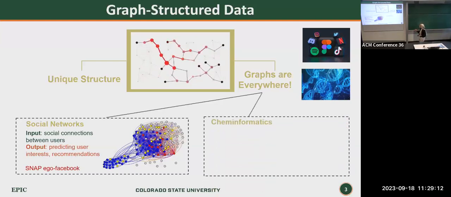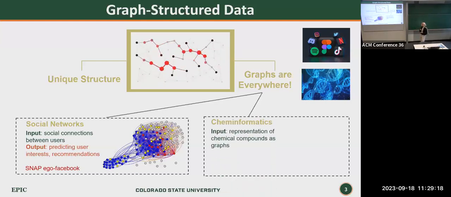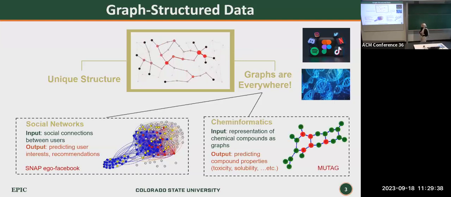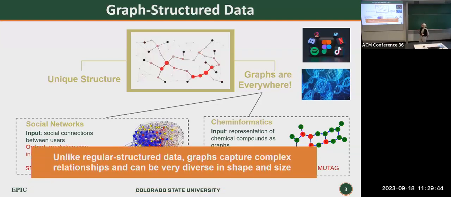Another example is in the area of cheminformatics. Here we would usually have several small graphs, and each graph would represent a certain chemical compound, and we would want to perform graph classification to identify or predict certain compound properties, such as toxicity or solubility. Again, this is just an example graph from the MUTAG dataset. So in summary, unlike regular structured data, graphs are able to capture complex relationships, and they can be extremely diverse in both shape and size.